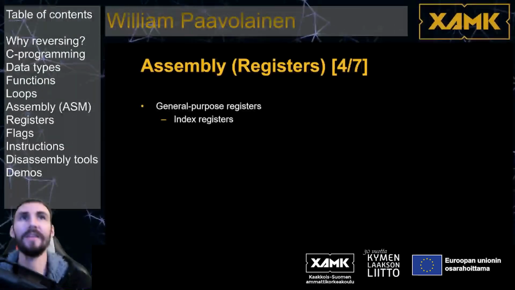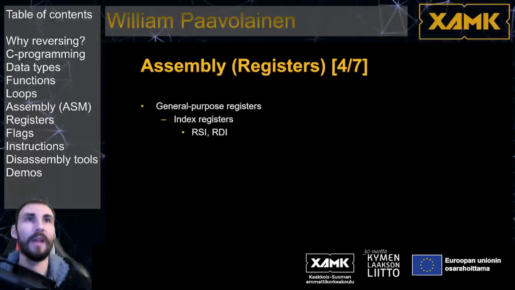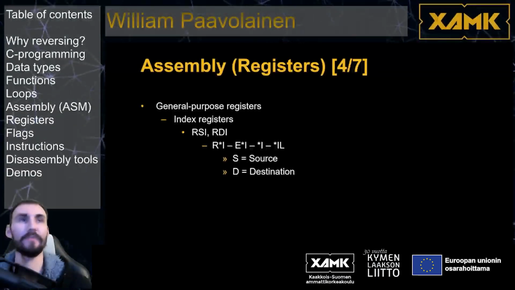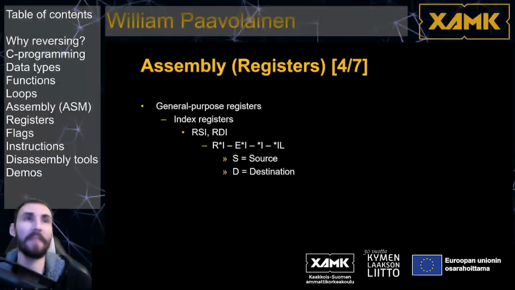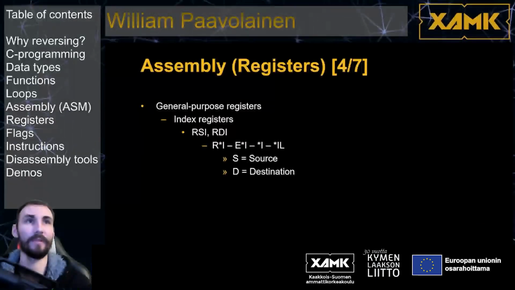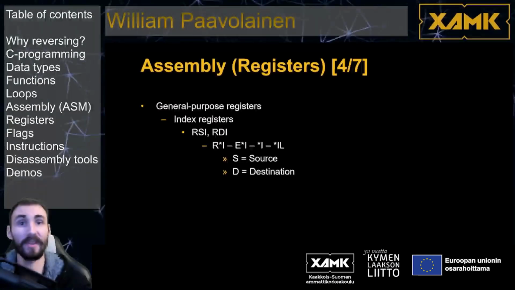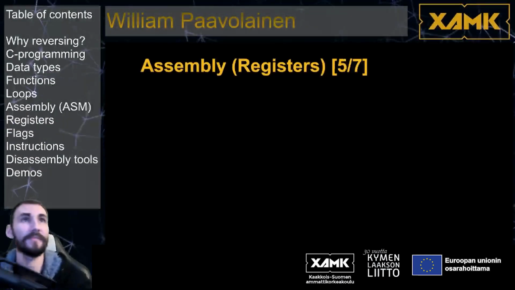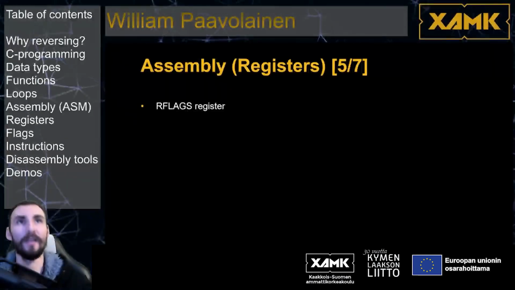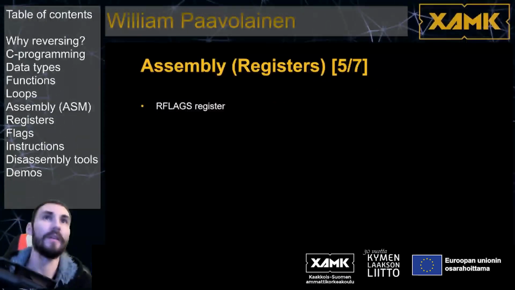Then we have index registers. We have S and D, which are source and destination indexes. We can use these when we copy or compare something to something else. So we compare the source with the destination. Make sense?